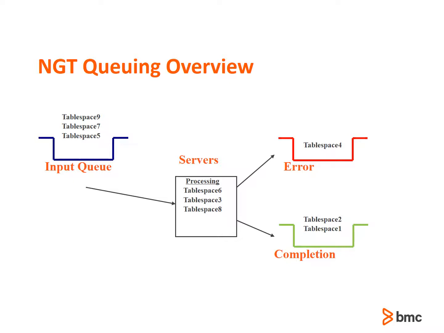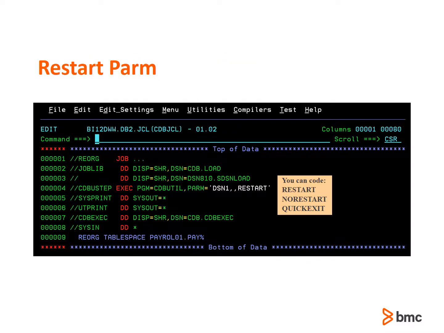Objects are locked internally in NGT in a lock manager, which we call the matrix. Depending on the utility, a share or exclusive lock will be obtained. Objects are locked from other NGT utility access from the time the object starts processing until it is complete. Objects in the error queue remain in the NGT matrix until they are completed by either a restart or a quick exit. The restart parameter is coded as the last parameter on the exec card.